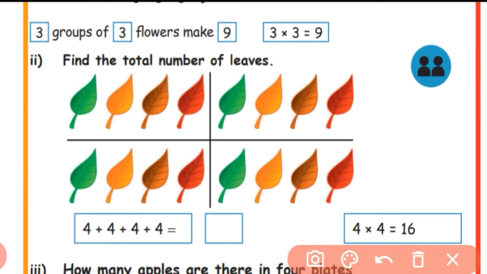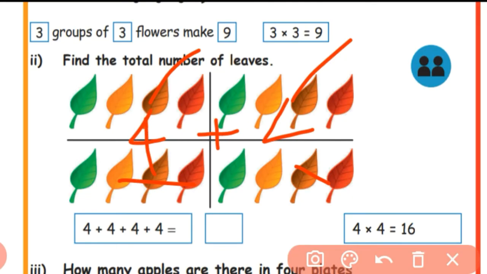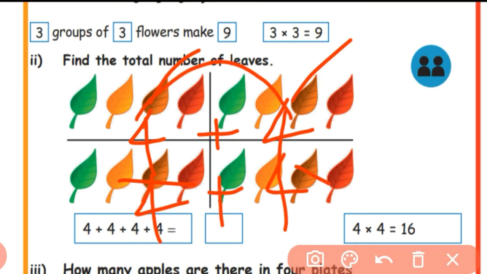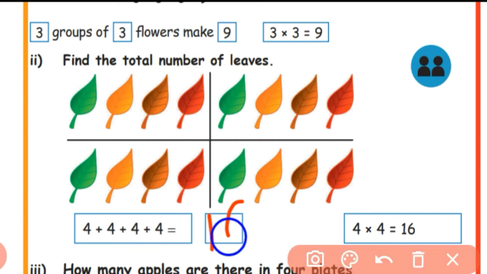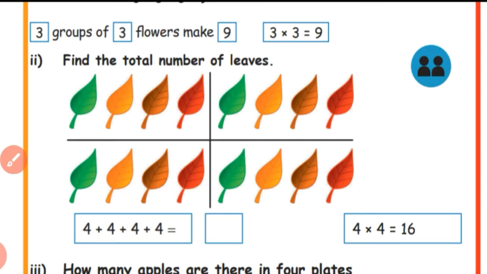Next, find the total number of leaves. Here how many groups are there? 1, 2, 3, 4. 4 groups. For each group there are 4 leaves. 4 plus 4 plus 4 plus 4. 4 plus 4, 8. 8 plus 4, 12. 12 plus 4, 16. So total number is 16. The multiplication sentence is 4 into 4 is equal to 16.